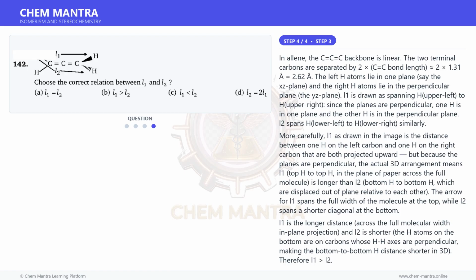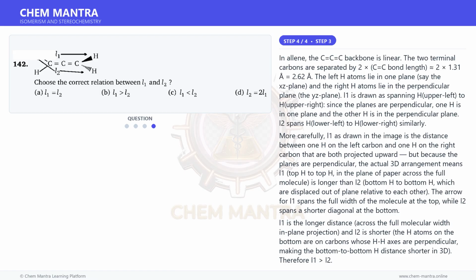The arrow for L1 spans the full width of the molecule at the top, while L2 spans a shorter diagonal at the bottom. L1 is the longer distance across the full molecular width in plane projection, and L2 is shorter. The H atoms on the bottom are on carbons whose H-H axes are perpendicular, making the bottom-to-bottom H distance shorter in 3D. Therefore L1 > L2.